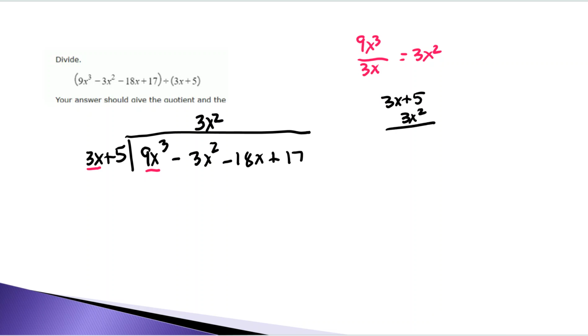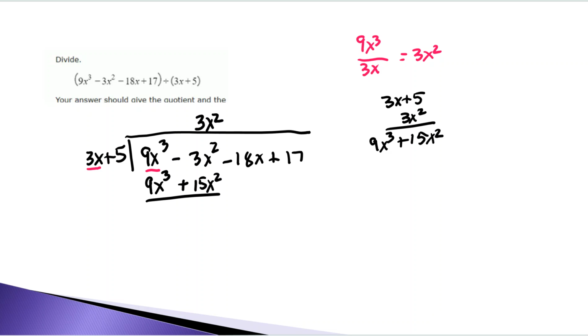So 3x squared times 5 is 15x squared. 3x squared times 3x is 9x cubed. And that's what I'm going to write here: 9x cubed plus 15x squared. And then like before, I subtract.